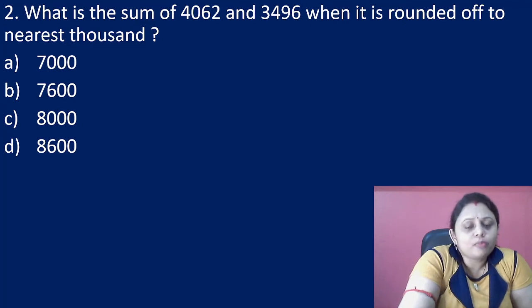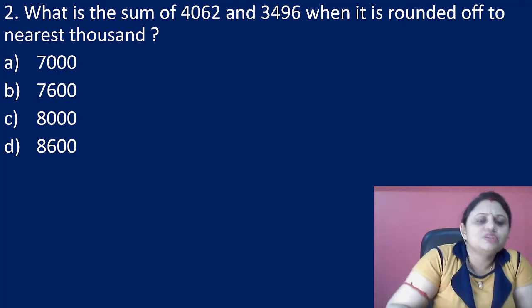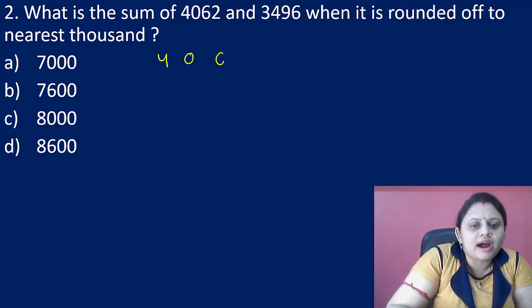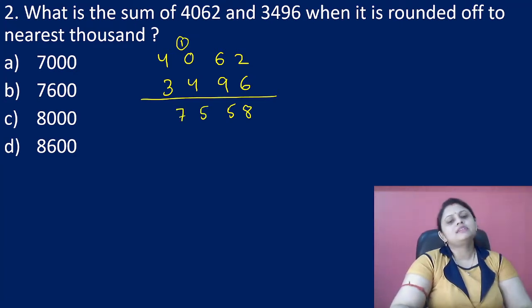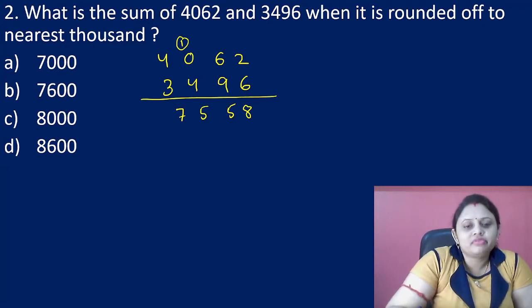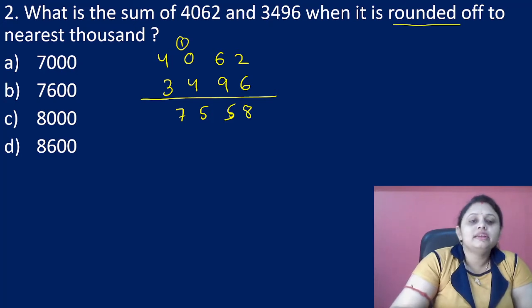What is the sum of 4062 and 3496 when it is rounded off to the nearest thousand? Okay, so listen, first we have to add 4062 and 3496. 2, 6, 8, 6, 9, 15, 5, 7. Our sum is 7558. What we have to do next? We have to round it up to the nearest thousand.